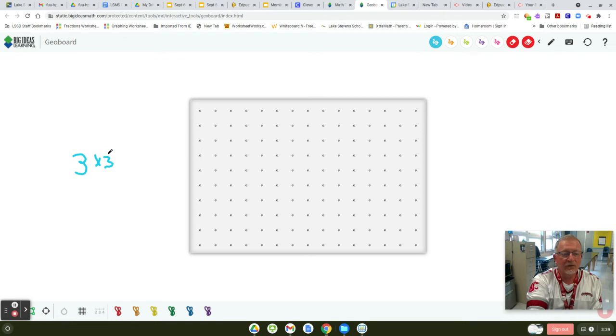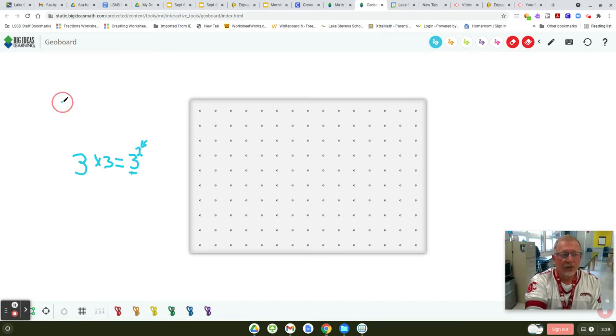So we have 3 times 3, and we can write that another way. We can say 3 with an exponent of 2. So our base number is 3, and our exponent is 2. That's the exponent right there. And together, these are called a power, because they have the power. We're going to focus on the exponent 2.